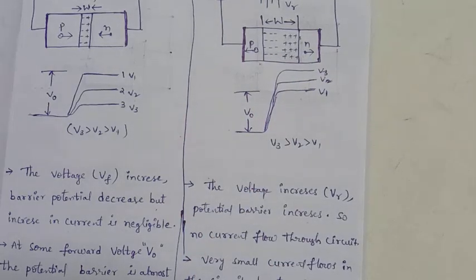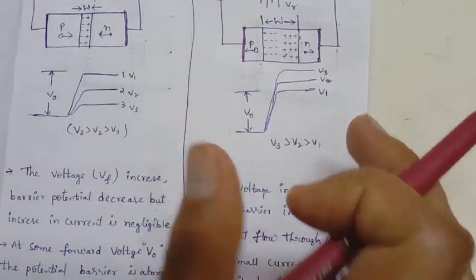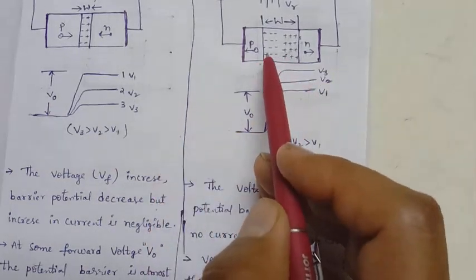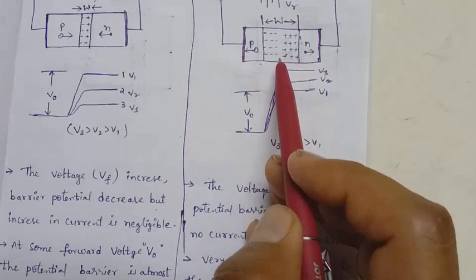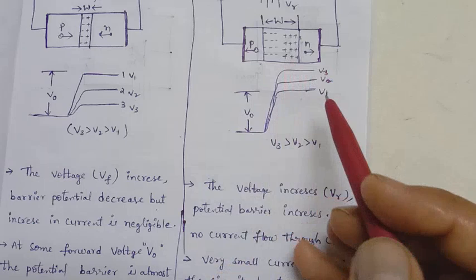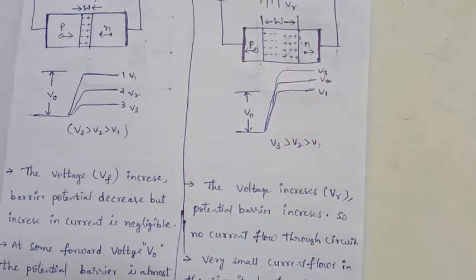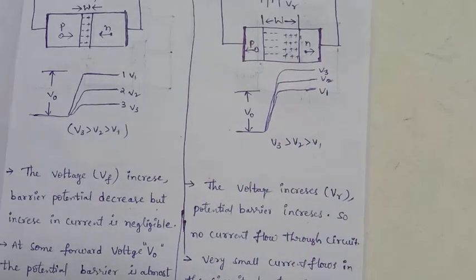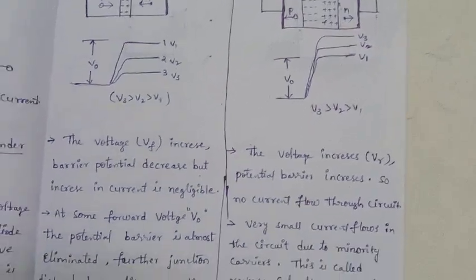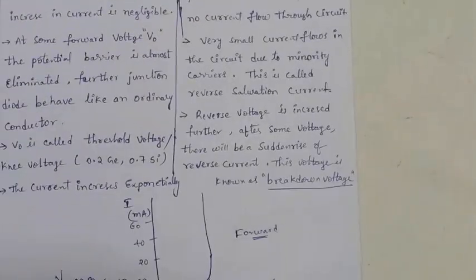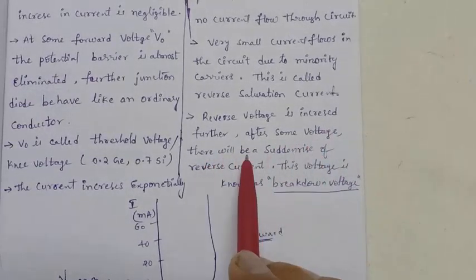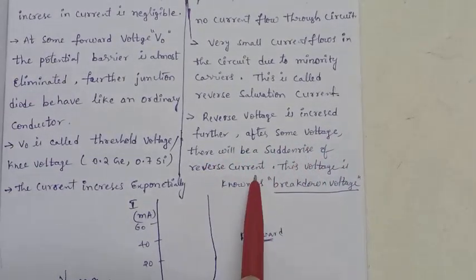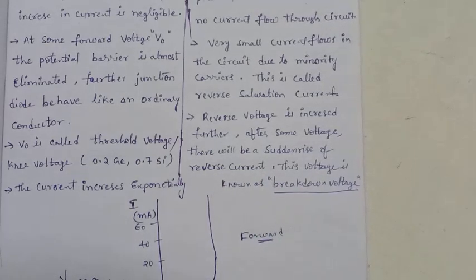But finally you have to increase the voltage, and the covalent bonds in the crystal will be broken. That voltage at which they break is called the breakdown voltage. What is the breakdown voltage? When the reverse voltage is increased further, after some voltage there will be a sudden rise of reverse current. But how much is the current? In microamperes, so a very small amount of current.